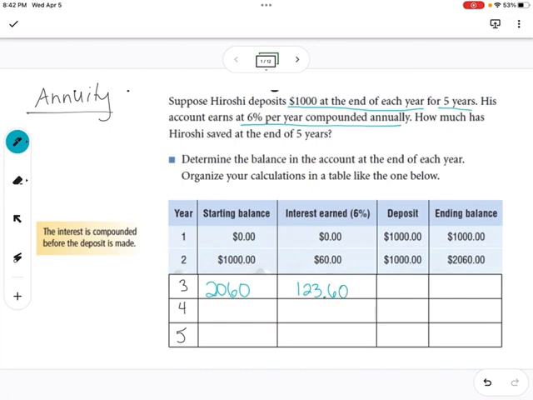And again, at the end of the year, $1,000 is deposited. So we're going to add these 3 numbers together. We get $3,183.60, which is going to be our starting balance for year 4.